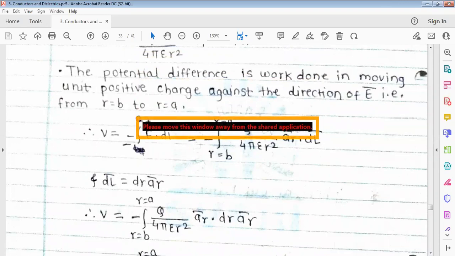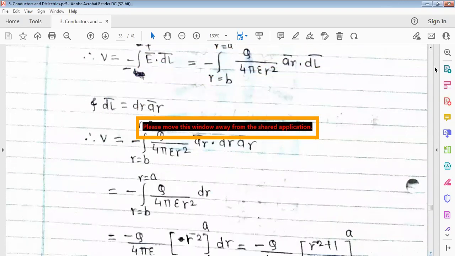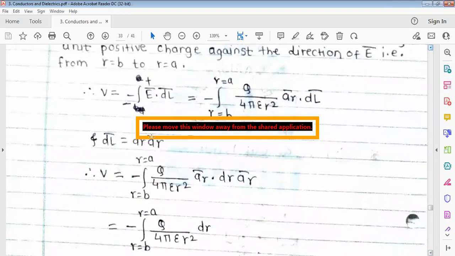Okay, so this V is equal to minus integration from r equal to b to r equal to a of Q divided by 4 pi epsilon 0 r square into unit vector a bar r dot this dl bar, that is dr into a bar r.